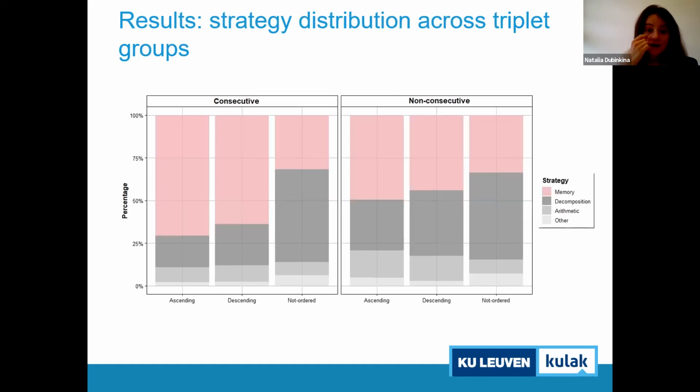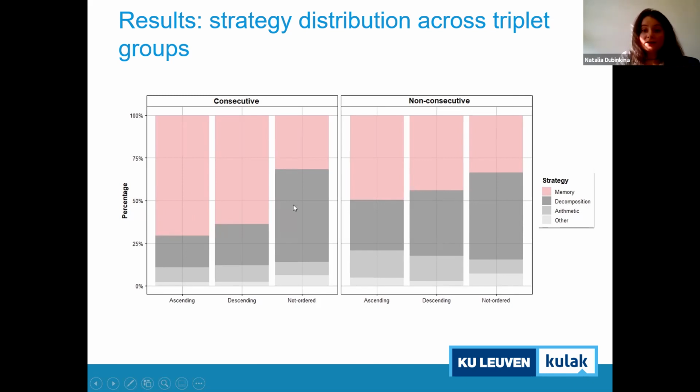And this graph demonstrates the distribution of the strategies across different conditions. So the left panel is consecutive trials with a small distance. The right panel is non-consecutive trials with bigger distances. And here are their directions. And as you can see easily from this graph, for ascending direction, memory was used, memory is marked in pinkish, more often, much more often than for non-ordered trials.